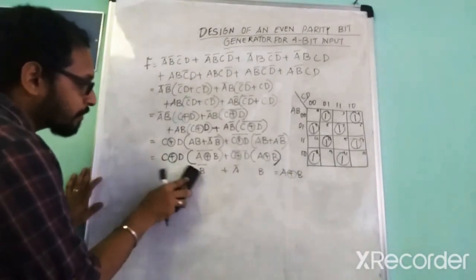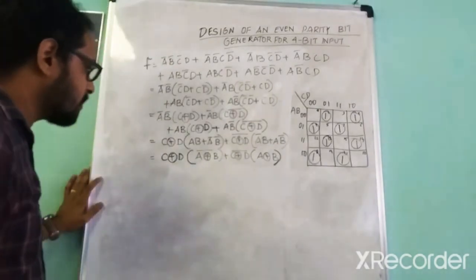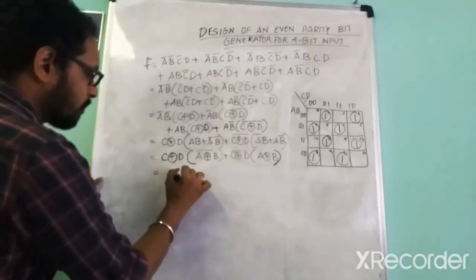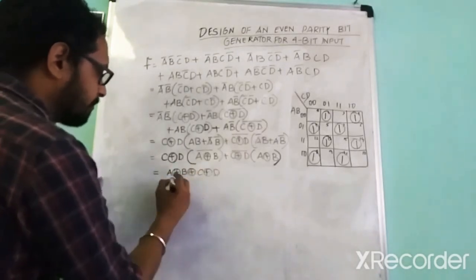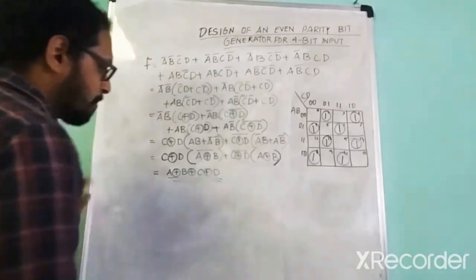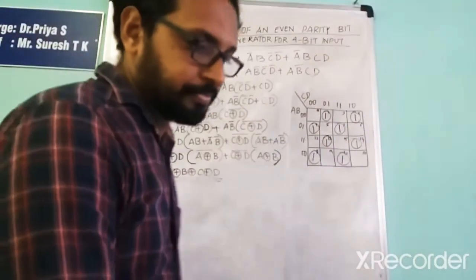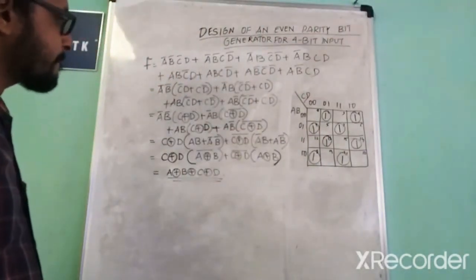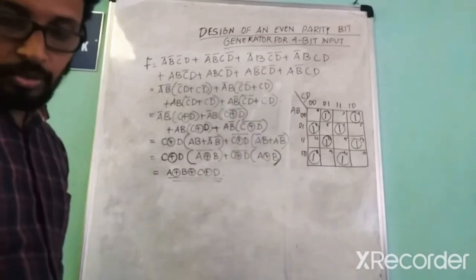So what we do here is write this in such a form: A XOR B XOR C XOR D. Let me check. Yes, A XOR B XOR C XOR D.